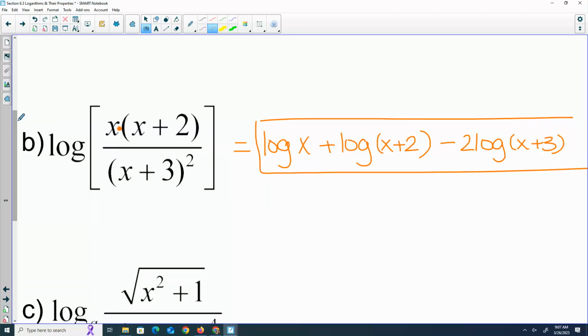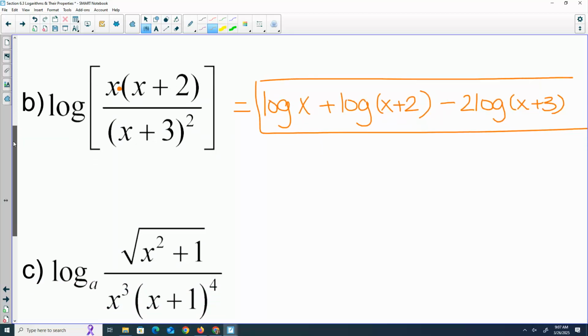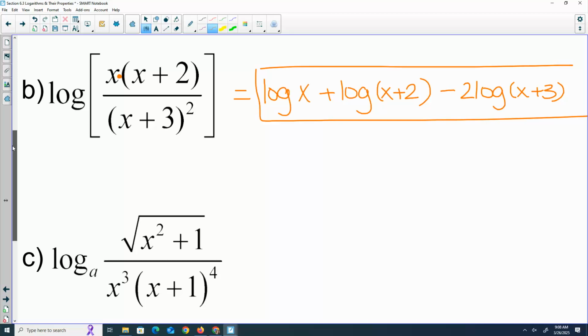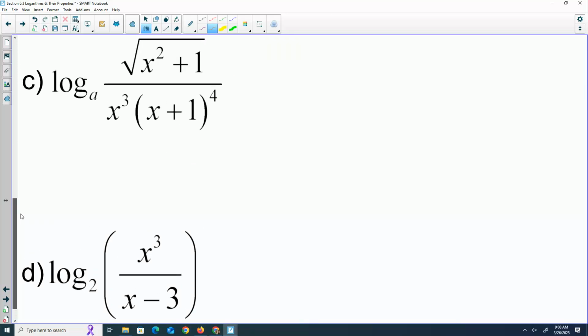I want you guys to try a couple. Everybody get that one? I want you guys to try C and D.